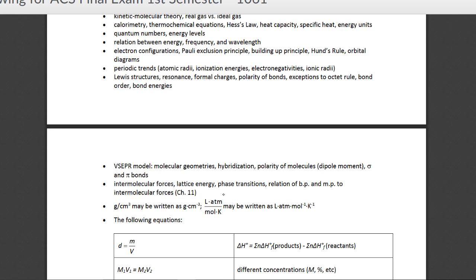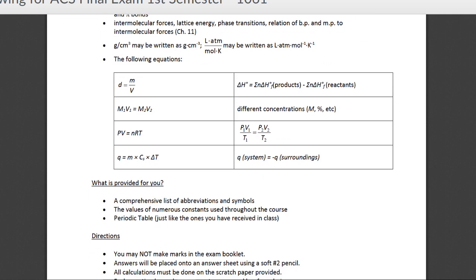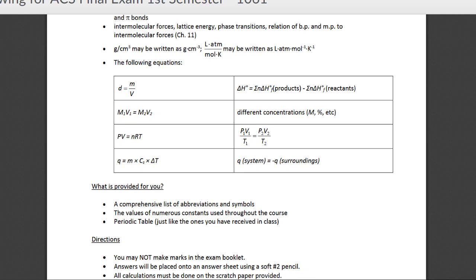You're expected to know the formulas that are listed here. And so I say expected to know, that means that these are not going to be provided for you on the exam. So hopefully you should know things like density right now is the ratio of mass to volume.